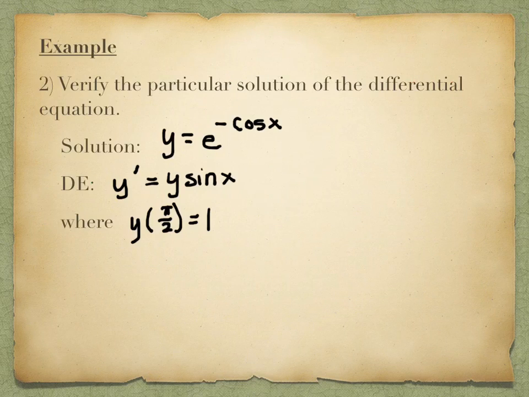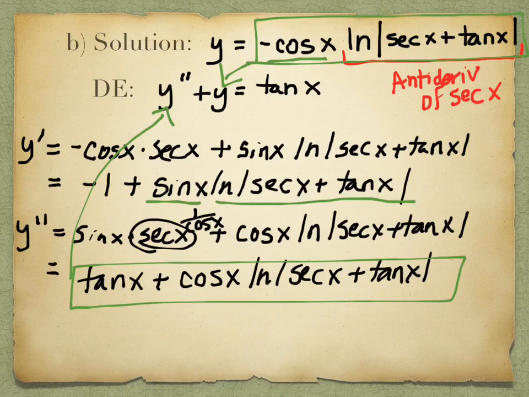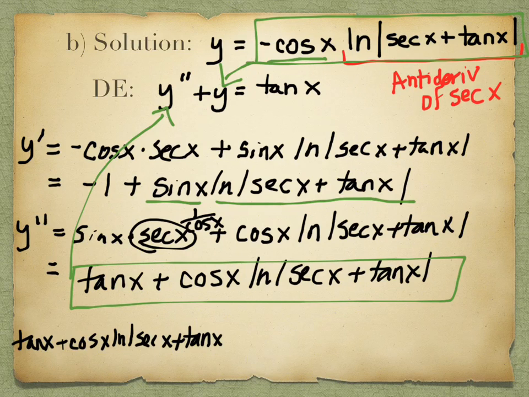And I think I'm going to need, no, I've got to use the same screen. That'll work. All right, so what I'm supposed to be doing is I'm supposed to put in the tangent x plus cosine x natural log of secant x plus tangent x.